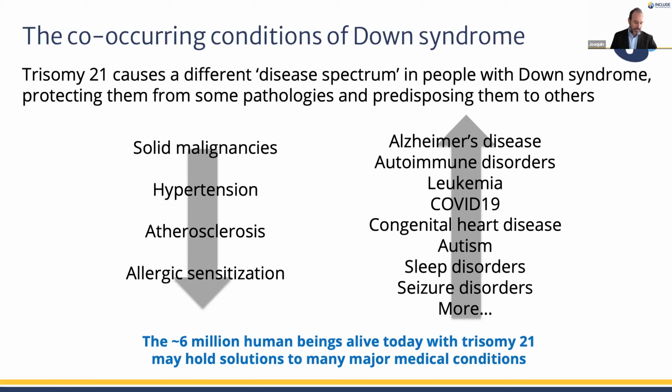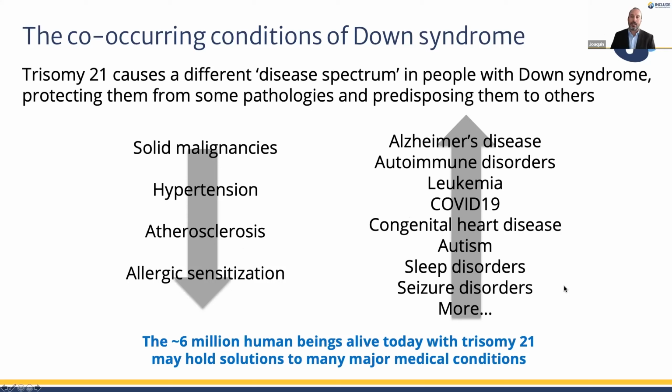Now that there is a sizable population of adults with Down syndrome, and now that we can analyze their medical histories, it has become evident that the extra chromosome somehow protects them from development of most solid malignancies, hypertension, atherosclerosis, allergic sensitization. On the other hand, having an extra copy of chromosome 21 predisposes these individuals to Alzheimer's disease, autoimmune disorders, various leukemias, severe COVID-19, congenital heart disease, autism, sleep disorders, seizure disorders, and other conditions.